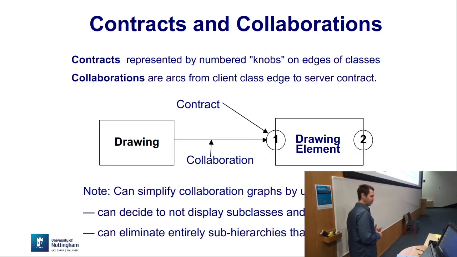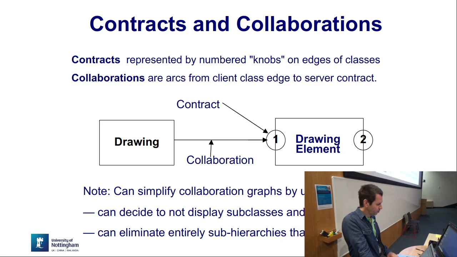So contracts and collaborations. Contracts are the way we document collaborations, or one way of documenting collaborations. They're given by these circles, and each circle has a number, and that number describes a contract, right? Drawing collaborates with drawing elements. That's indicated by this arrow, this edge from left to right. And then that's documented with this contract, and there's a number 1. So each contract is given a unique identifier. That's what that is, really.